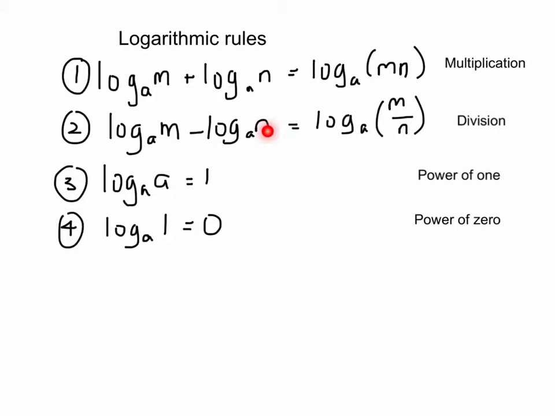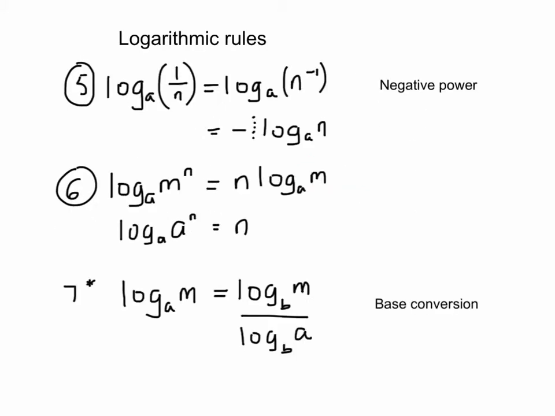take away log n. This is the power of 1, equivalent to the index law a to the power of 1 equals a. And the other one is the power of 0, and that's equivalent to the index law where a to the power of 0 is 1. Alright, now this next one is what I call the negative power one, and that's just changing the 1 on n into n to the power of negative 1, which then turns into negative 1 times log a of n, which we drop the 1.